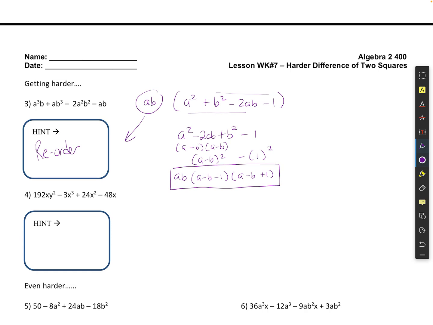Okay, so hint, GCF to group. All right, so I'm looking here. What's my GCF? It looks like I can take out a 3x. If I take out a 3x, I got 64y squared minus x squared plus 8x minus 16.